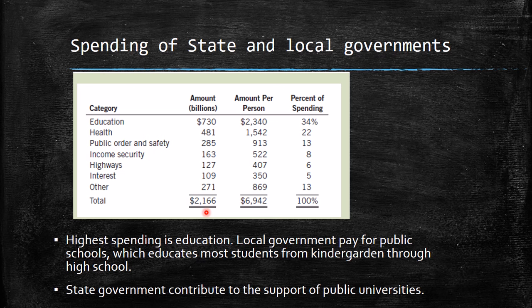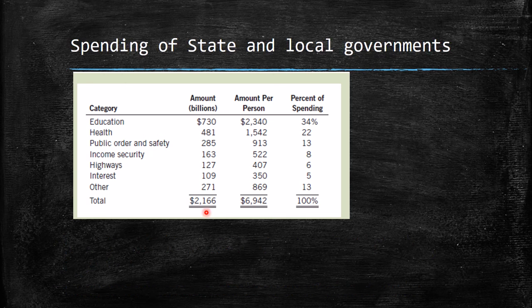Here we have the highest spending, which is education. It's important to differentiate here: the local government pays for public schools, which educate most students from kindergarten through high school. State government contributes to the support of public universities.